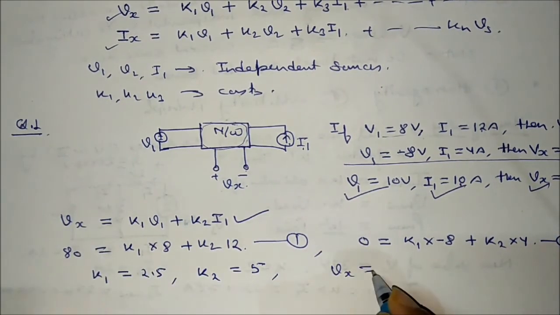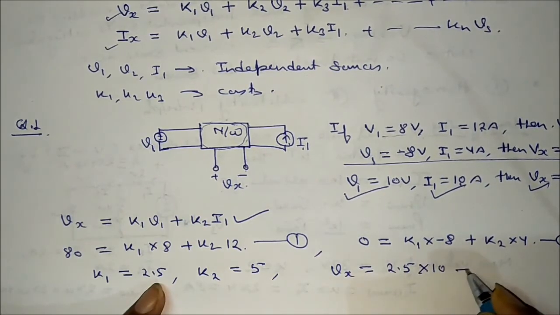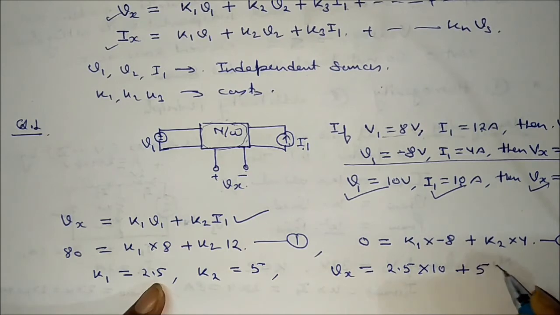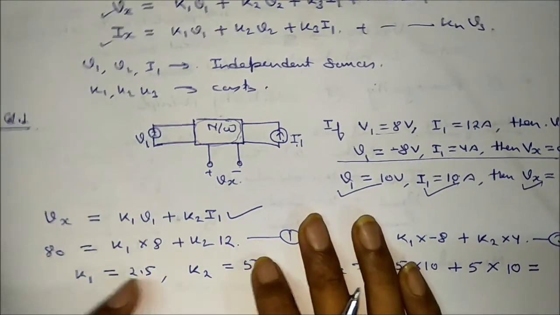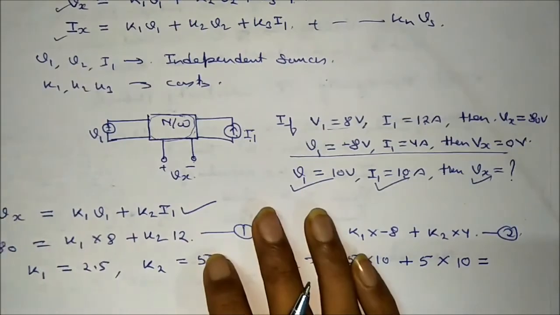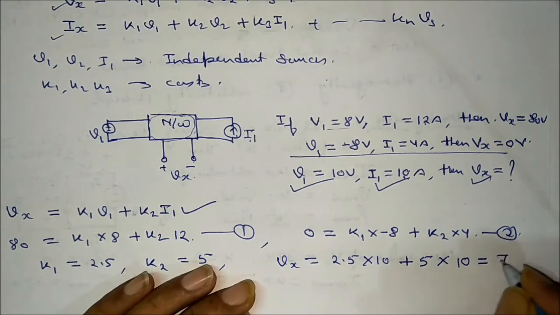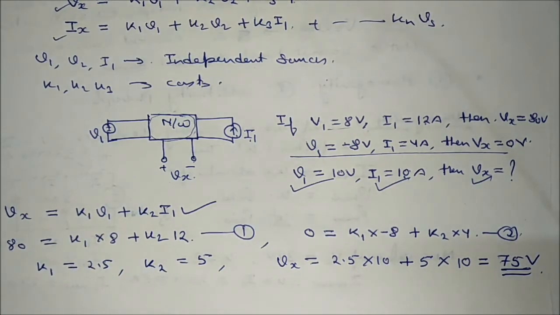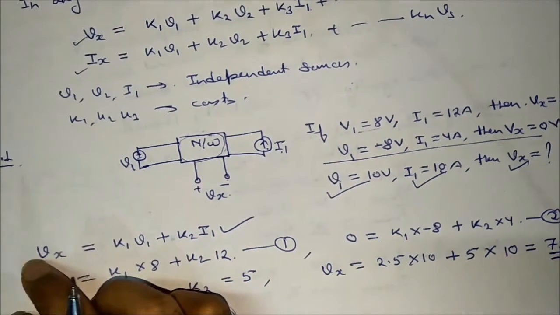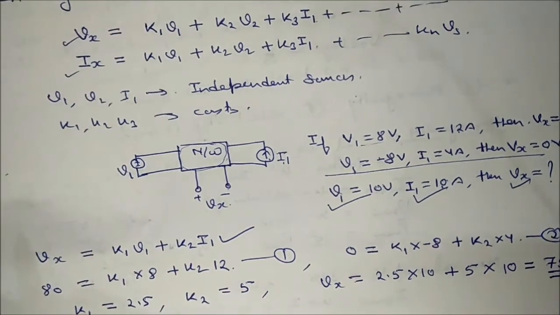Vx is equal to K1, which we have got as 2.5, into 10, plus 5 into 10 ampere. You will get Vx equal to 75 volt. So this is the right answer. In this way you have to approach such networks.